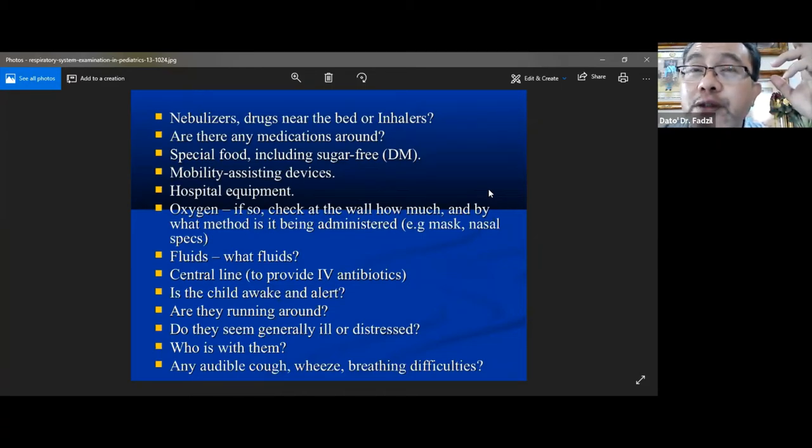So in examining children, you have to realize that a large chunk of your examination is observation, because children are not that cooperative. When they are not well, they can be very clingy. They refuse to be examined, refuse to take off the shirt and so on. So much of the information you can get from children is from your observation. It helps a lot, especially in terms of severity, how bad and how severe your patient is.